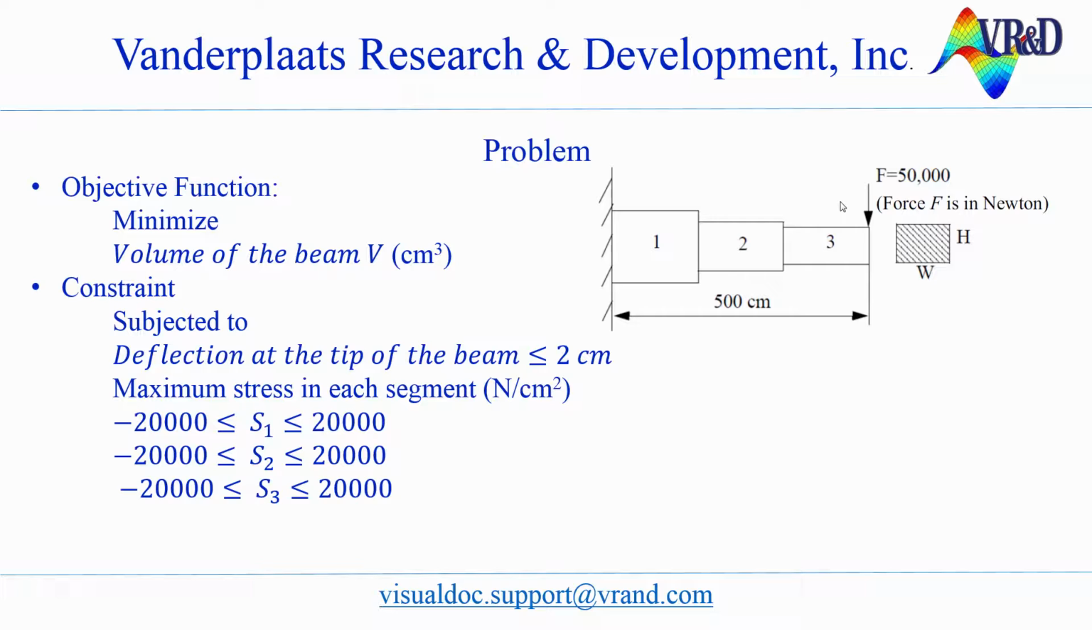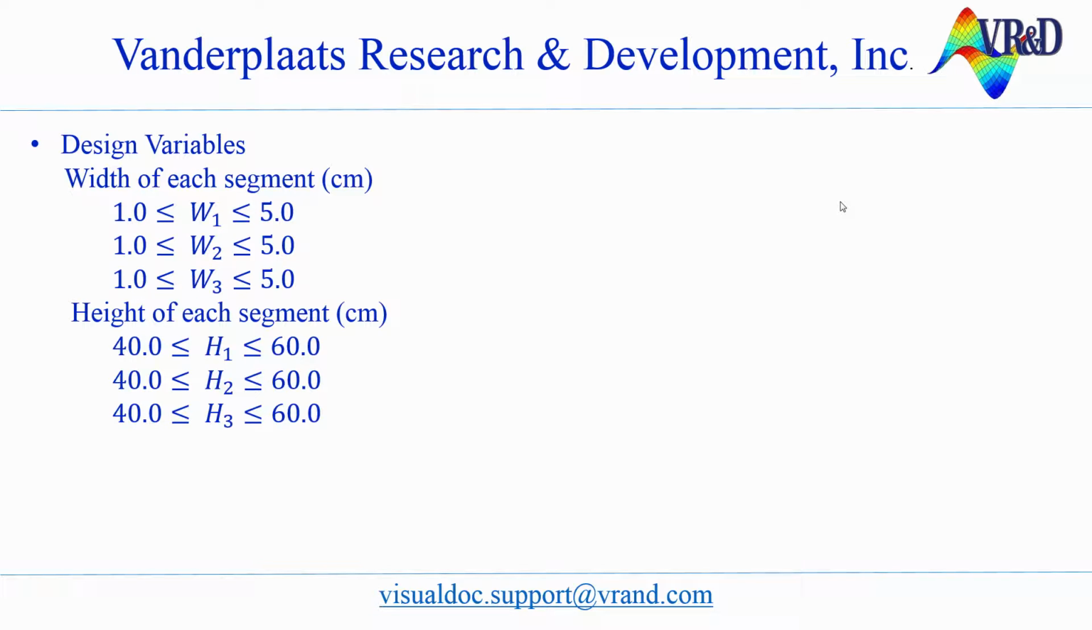Here, the objective is to minimize the volume of the beam. It is subjected to constraints. Displacement at the tip of the beam should be less than or equal to 2 centimeters. For maximum stress in each segment, the lower bound is minus 20,000 and the upper bound is plus 20,000 Newton per centimeter square. Constraints on design variables: for the width of each segment, the lower bound is 1 centimeter and the upper bound is 5 centimeters. For the height of each segment, the lower bound is 40 centimeters and the upper bound is 60 centimeters. This is a simple example for demonstration. VisualDOC has the capability to solve extremely complex optimization problems.